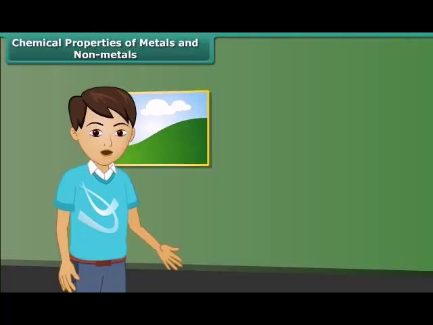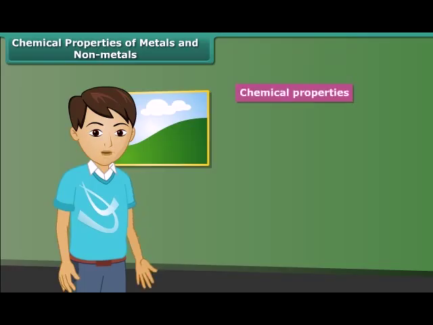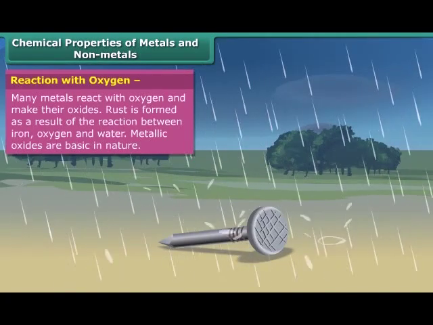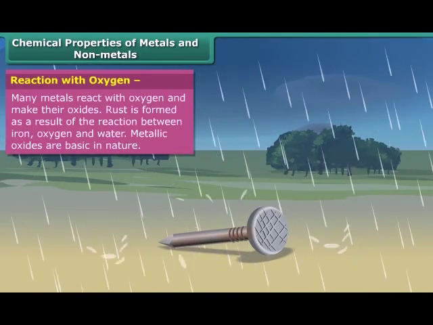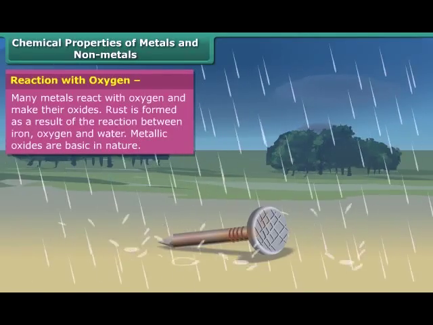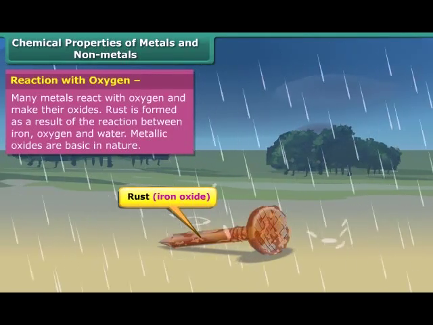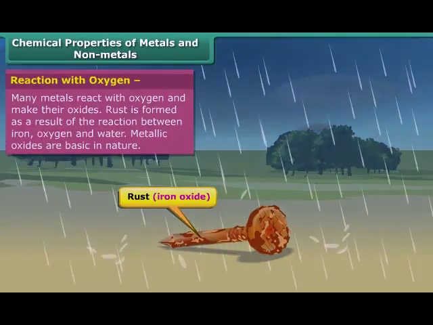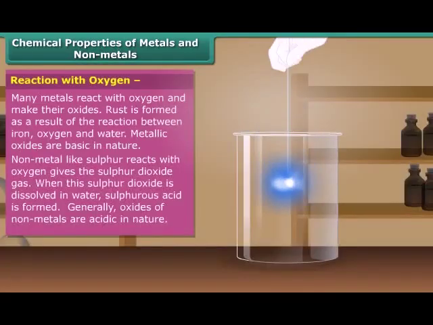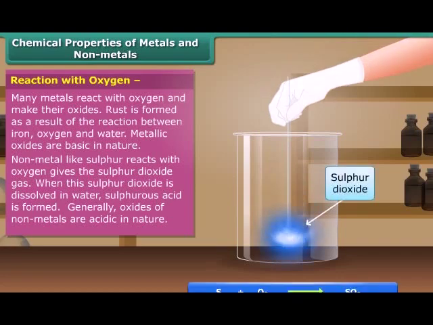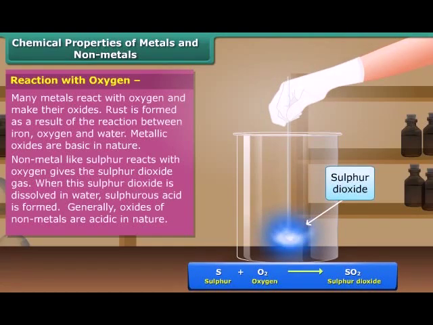Friends, after discussing physical properties of metals and non-metals, let's know about their chemical properties. Metals like iron, copper, magnesium, etc. react with oxygen and make their oxides. These oxides are basic in nature. Now we talk about the non-metals. Sulfur reacts with oxygen, giving the sulfur dioxide gas. Oxides of non-metals are acidic in nature.